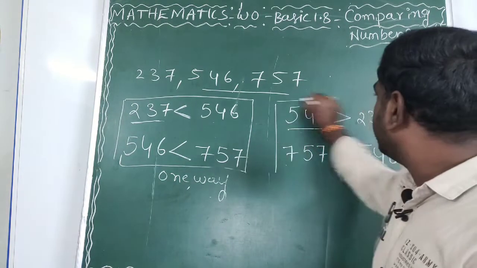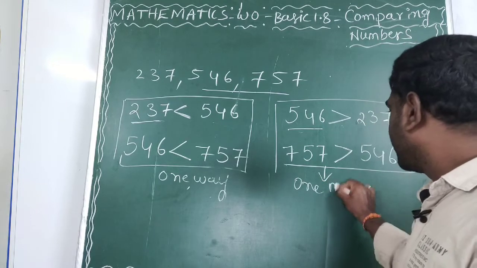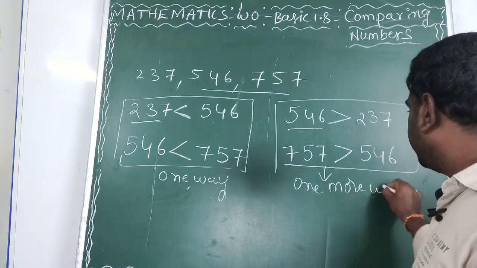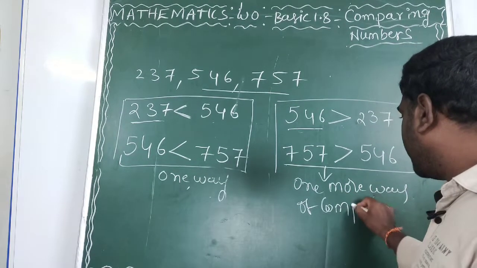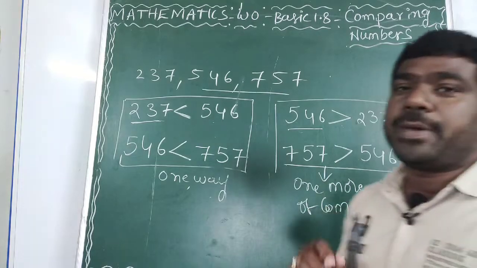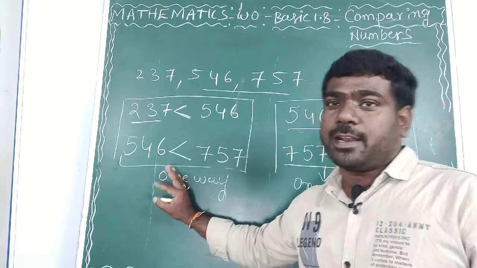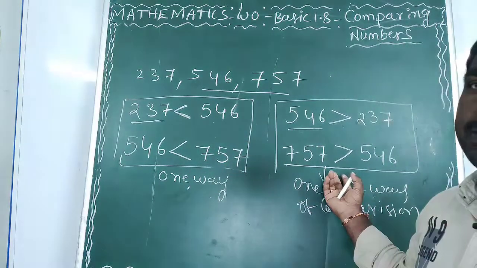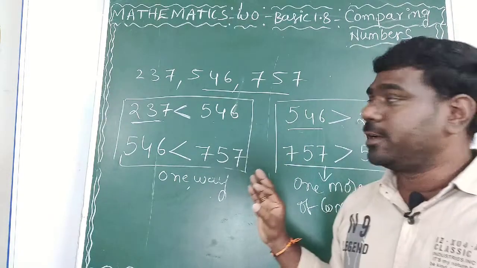It is another way of it. It is one more way of comparison. So we can compare two ways. Either like this we can compare, or like this we can compare. So anyway we will get the answer, it should be the same only.